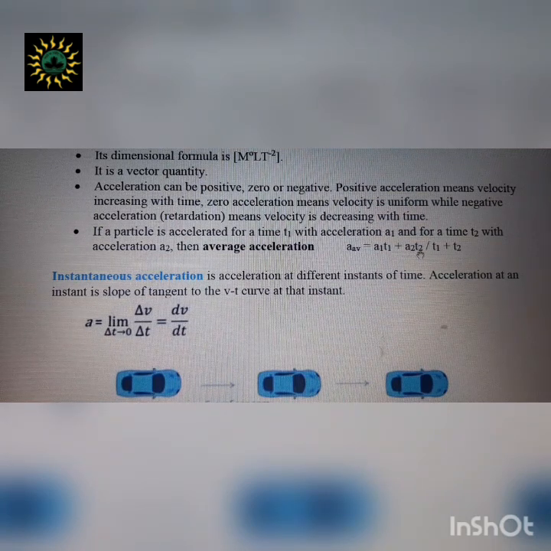And during the interval of time t2, a2 into t2 will give the change in velocity during the interval of time t2. So basically total change in velocity divided by total time taken. So in the t1 time interval the change in velocity is a1 into t1, and in the t2 interval of time the change in velocity is a2 into t2. So basically the average acceleration is a1 into t1 plus a2 into t2 divided by t1 plus t2. Now this expression that you are seeing, that is the normal scalar operation.